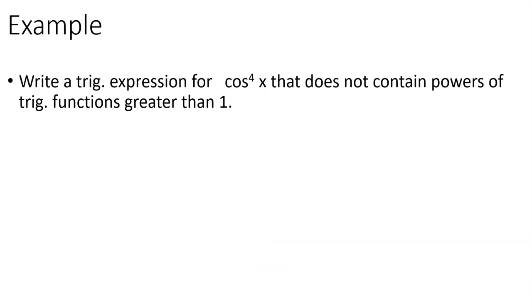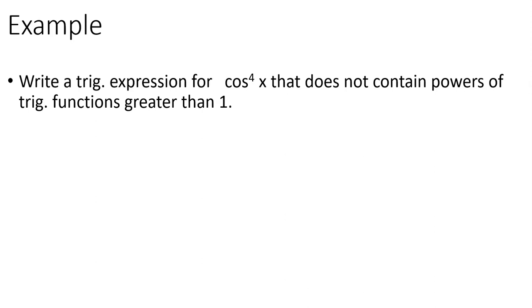What are we going to do with this? Not a whole lot right now because we're not in Calc 2 yet. But we can work on rewriting trig expressions, and that's part of what pre-calc is, right? You're doing the foundation work for what you're going to do in successive courses. So the question says, write a trig expression for cosine to the fourth that does not contain trig functions or powers of trig functions greater than 1.